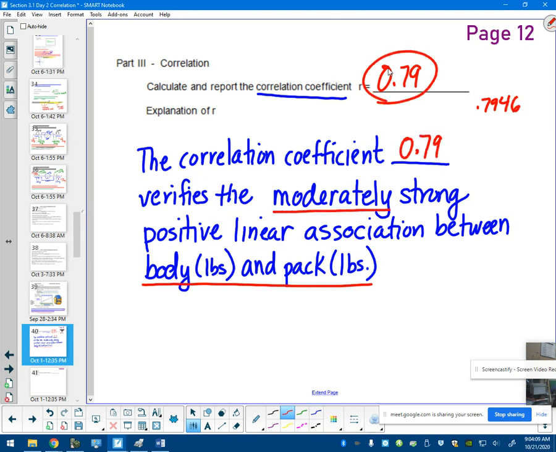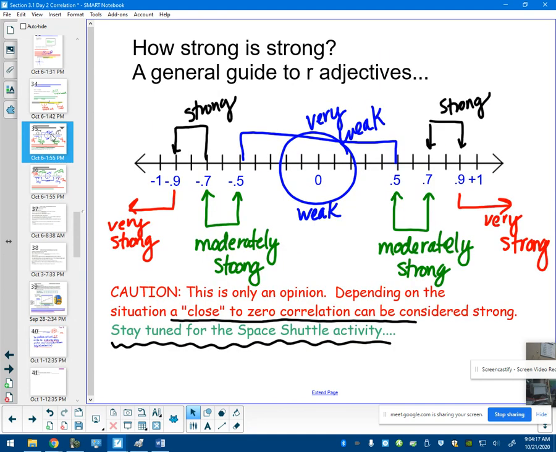Does 0.7 give us moderately strong? I have to go back to my Cliff Notes to check that out. So let's go back to the Cliff Notes. Anything above 0.7 to 0.9, we're right on the borderline of the cutoff of moderately strong to strong. So we're good. Our eyeballs did us well yesterday.